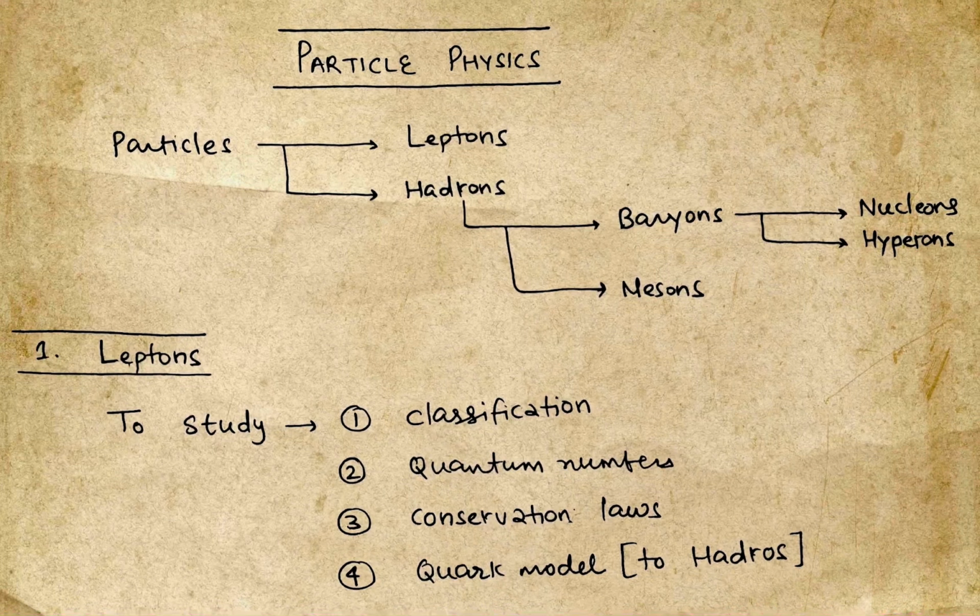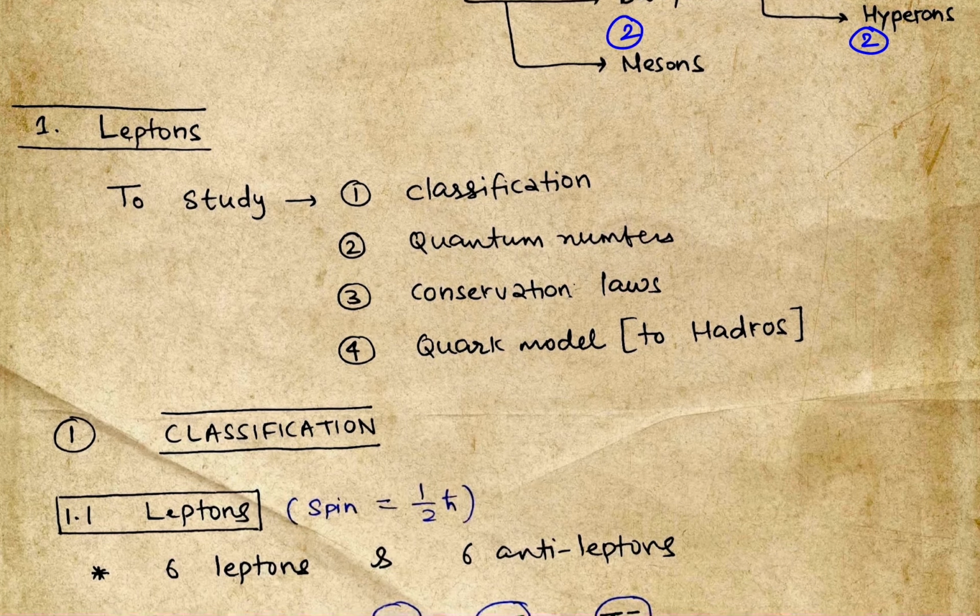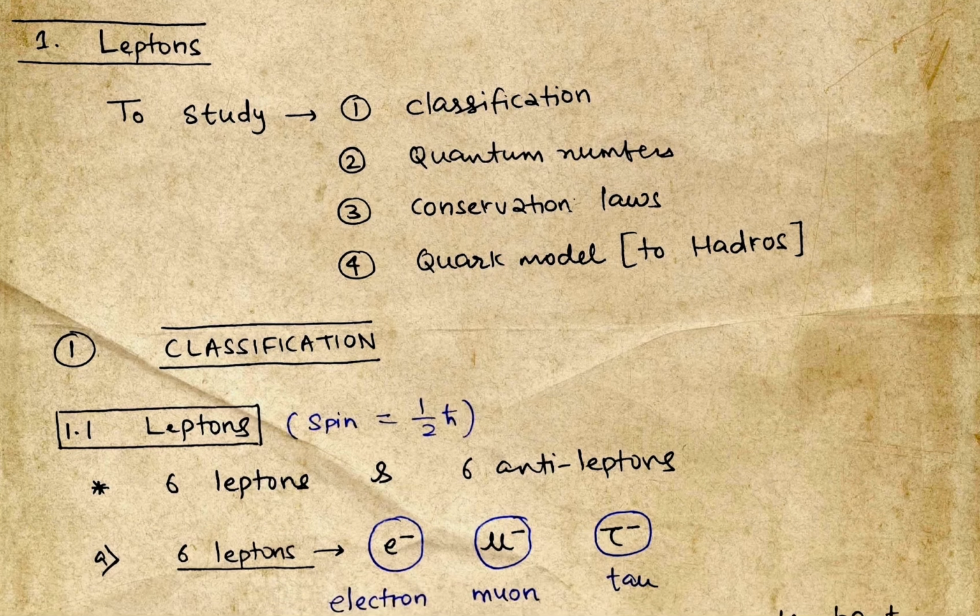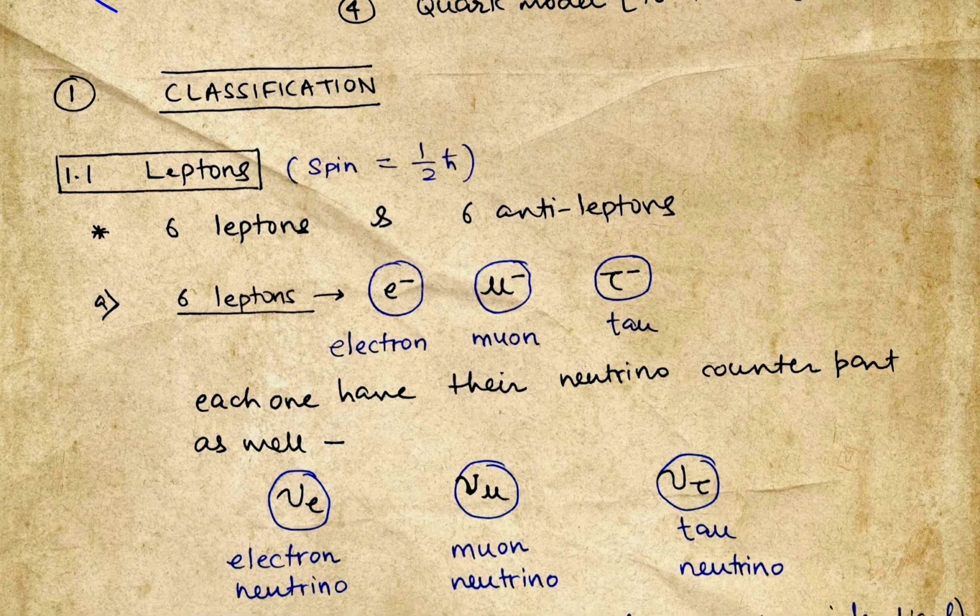So let us briefly introduce ourselves again. Particles are either leptons or hadrons, and hadrons are of two kinds. First one is baryons, second one is mesons. Whichever you call first or second, that kind of classification is not required. And baryons are the nucleons and hyperons. We have seen them all. We are studying this, so let us study leptons in detail.